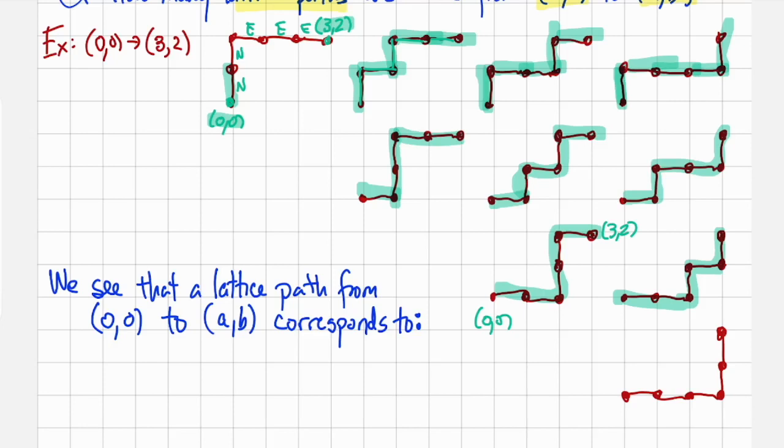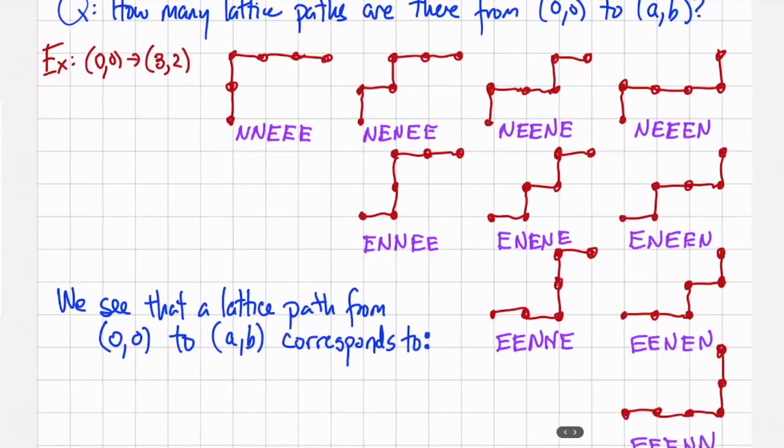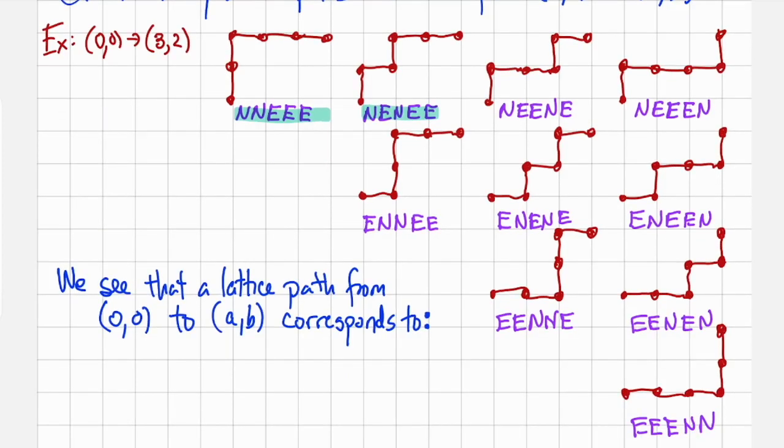Again, we want to put this into a framework that relates to combinations. Let me write down the exact steps that each of these lattice paths take. We have a path that goes north, north, east, east, east, another that goes north, east, north, east, east, and so on. If you look carefully, you can see that the only difference between these lattice paths is where the north steps and where the east steps appear. There's always 2 north steps and 3 east steps.